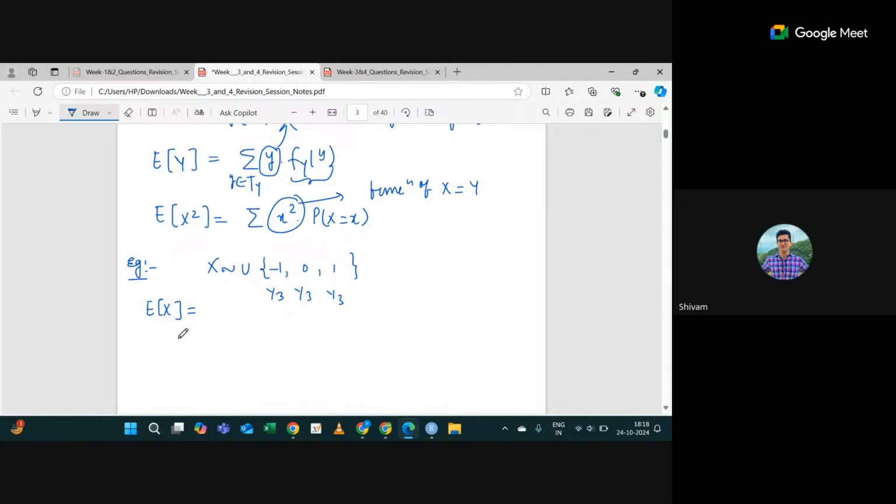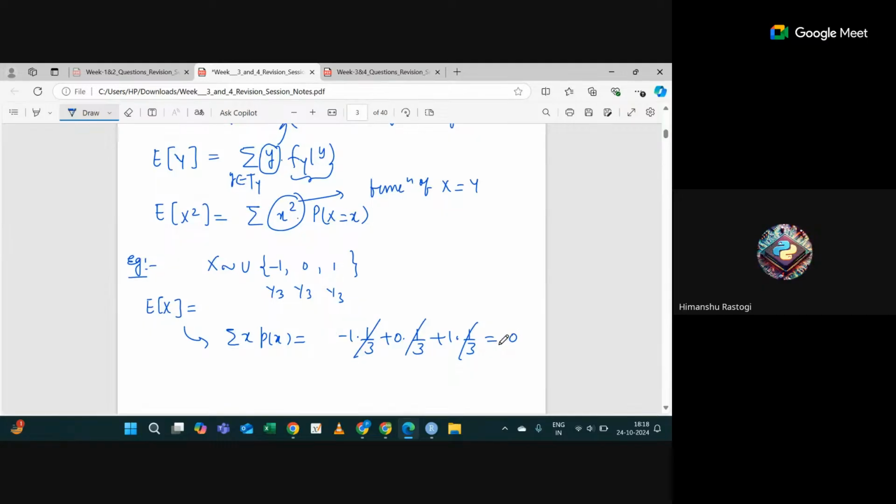Yes or no? Yes. So expectation of x is what? Summation of x into p(x). So basically it will be -1 into 1 by 3 plus 0 into 1 by 3 plus 1 into 1 by 3. So this will get cancelled out. It's 0. All right. Any doubt?